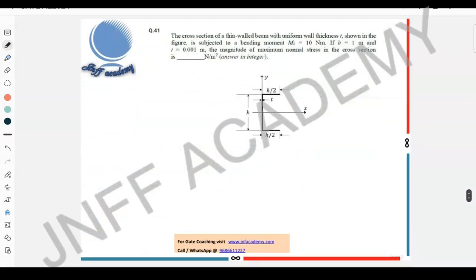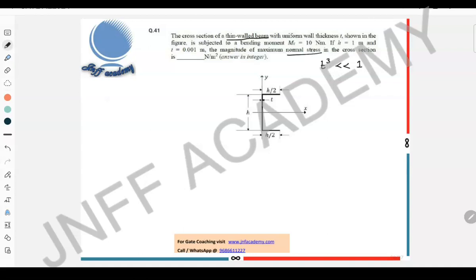Question number 41. The cross section of a thin-walled beam with a uniform wall thickness T, shown in the figure, is subjected to a bending moment Mx equal to 10 Newton meter. If h is equal to 1 meter and T is equal to 0.001 meter, the magnitude of maximum normal stress in the cross section is dash Newton per meter square. Here the section is thin-walled. The thickness is very, very small compared to the other dimensions. So T cubed will be very much less than 1, so T cubed has to be neglected over here.